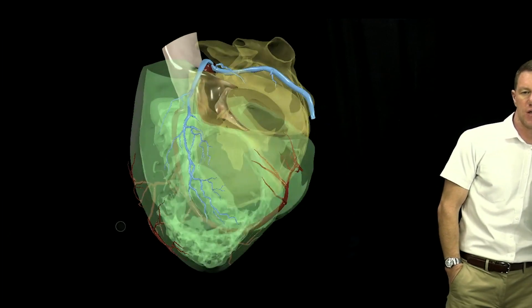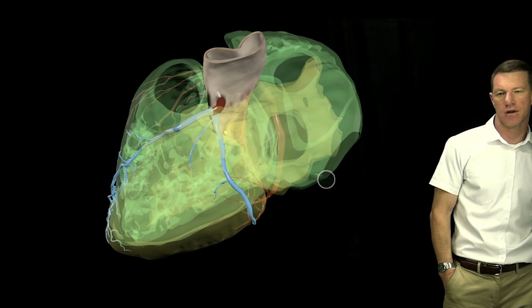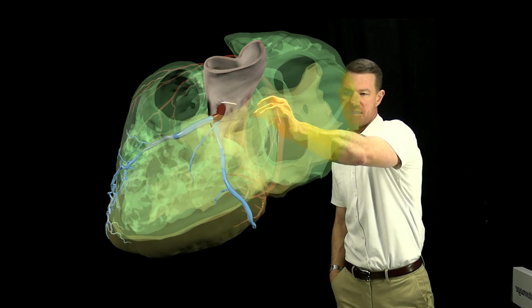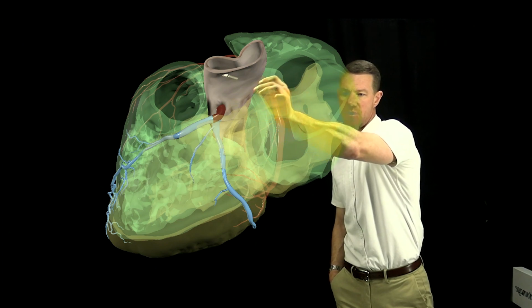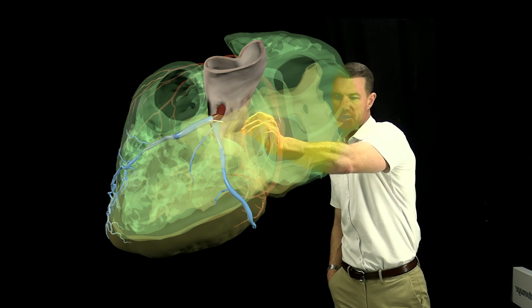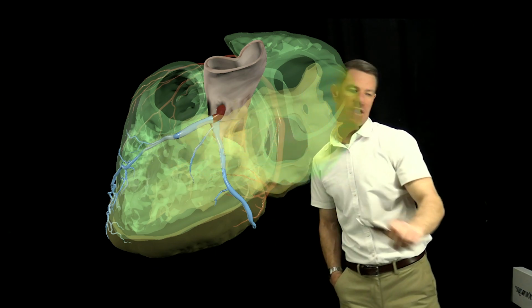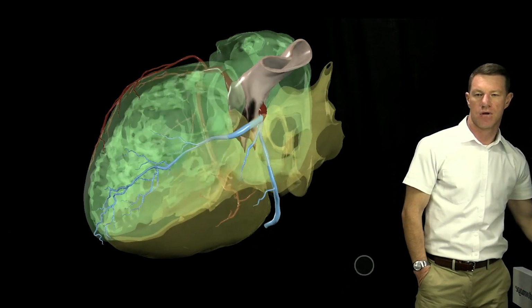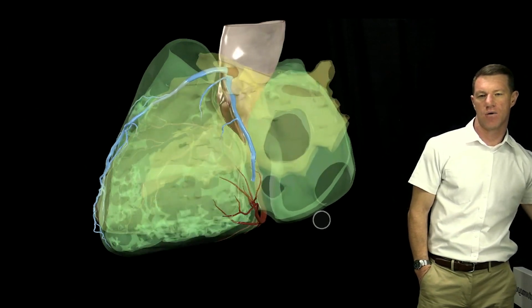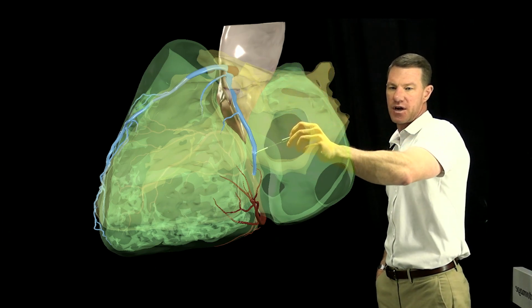On the flip side, if I come over here to the left coronary or left main coronary artery, you'll see again it has its separate opening off the aorta. This is our left main. However, the left main very quickly, it's not a long section, bifurcates into our left anterior descending that travels between the two ventricles, and then we have our left circumflex that comes down the left side of the heart.